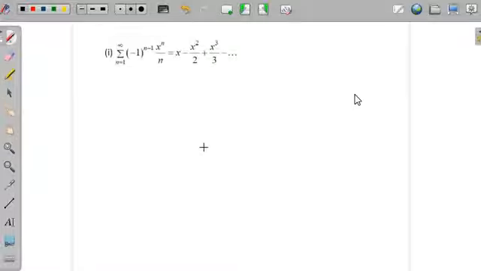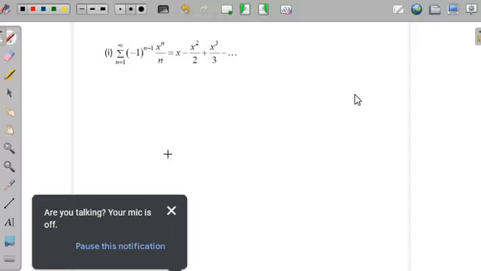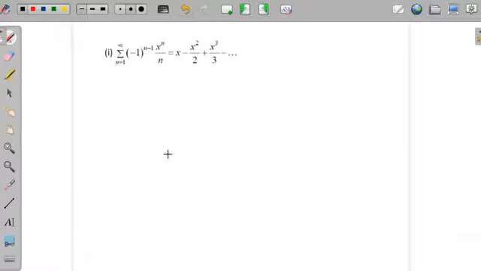Now you see this summation n equals 1 to infinity of (minus 1) to the power n minus 1, x to the power n over n. When it comes to power series, remember one thing: we always apply either the ratio test or the root test. These are the two tests we mostly use for power series. Here I'm going to use the ratio test, to know where it is absolutely convergent.